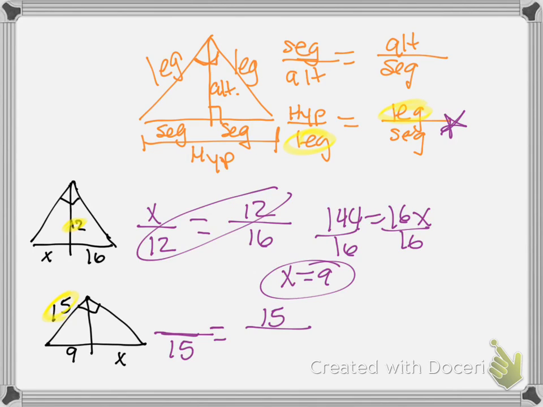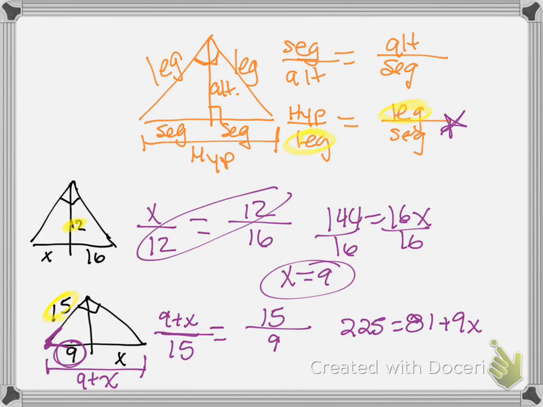The leg is the geometric mean between the hypotenuse and the piece of the hypotenuse touching that leg. What is my whole hypotenuse? It's 9 plus x. The 9 is touching the 15, so the 9 goes here. Cross multiply. 15 times 15 is 225. 225 equals 81 plus 9x. Subtract 81 on both sides.